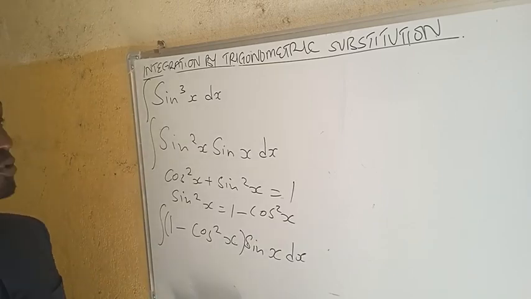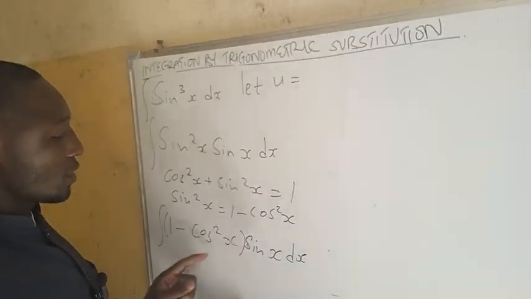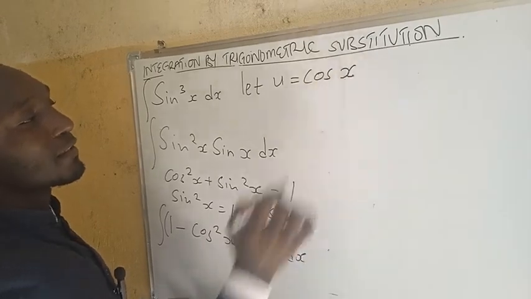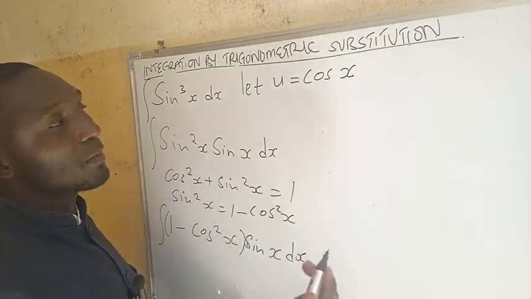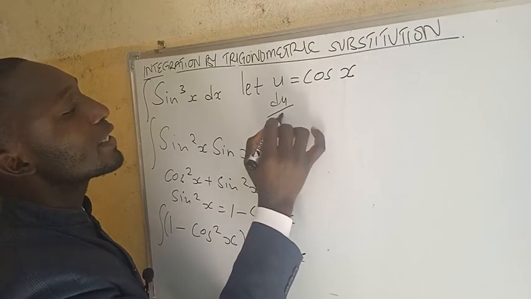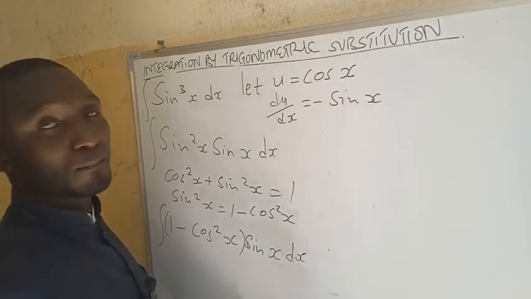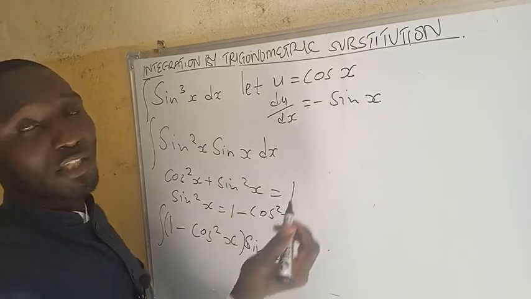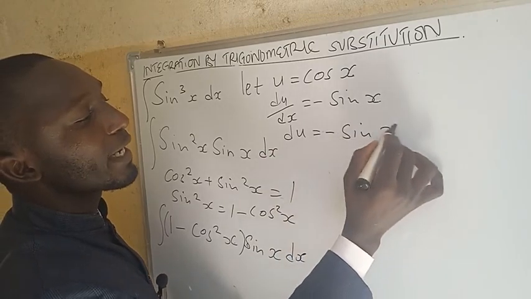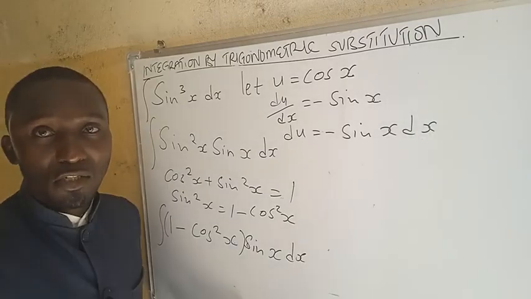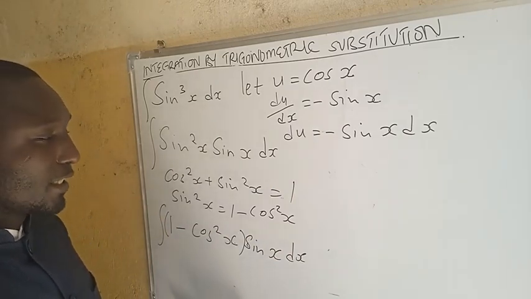Now again we are going to use substitution, whereby we are going to let u be cos x. Then we are going to get the derivative of cos x with respect to x. That is du dx is equal to negative sine x. So making du the subject of the formula, we have du is equal to negative sine x dx. So whenever we have sine x dx, we are going to substitute it by negative du.